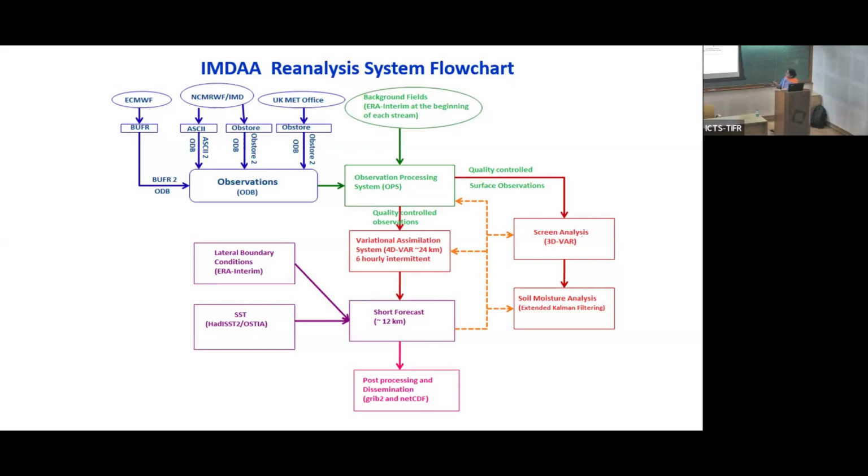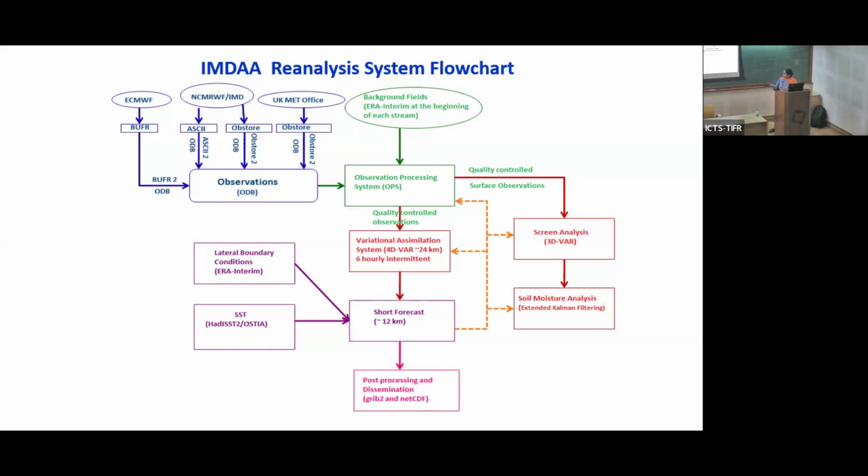And similarly, we have the quality controlled surface observation, and we do the screen analysis. Screen analysis we did in 3D-Var, and after that the soil moisture analysis in extended Kalman filter. And we fed all this data into the variational assimilation system, and from that the short forecast, that is at 12 kilometer. For the short forecast, we need the lateral boundary condition, and it is coming from the RIMES, and we need the lower boundary condition also, that we give as SST. The other thing is the soil moisture, and over land the soil moisture analysis is coming, and for SST we use HadSST2 and OSTIA.